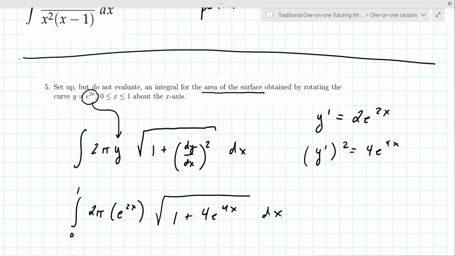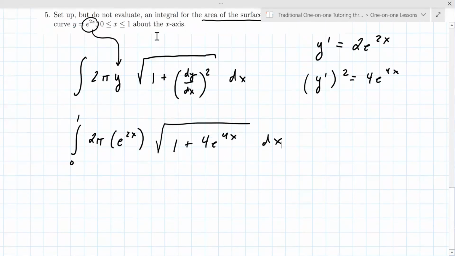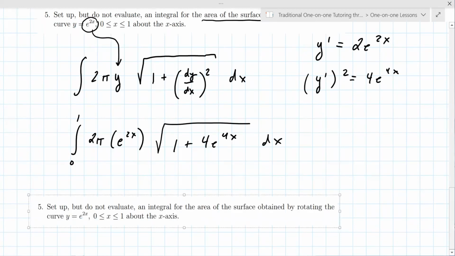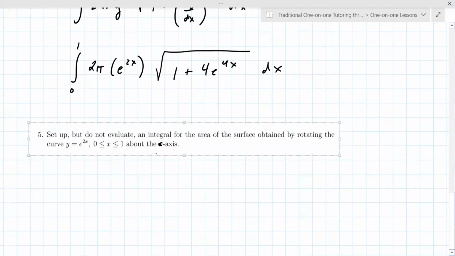Now, what's the case if it is rotating about the y-axis? Yeah, so let's do the same thing here, and let's go y on this. You put the equation in terms of y, don't you? You solve for x, so x equals 1/2 natural log of y, and then you have to change your bounds.